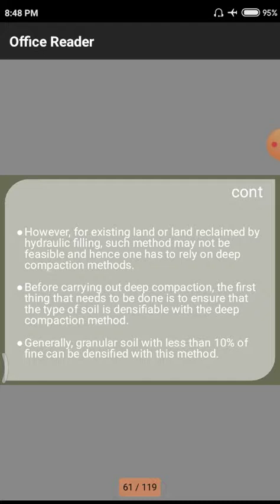That should be carried out by different analyses. Next, generally granular soil with less than 10% of fines can be densified with this method. That means granular soil which is having a particle size less than 10% of fines.